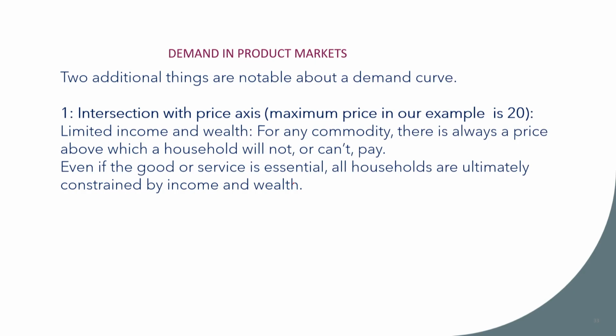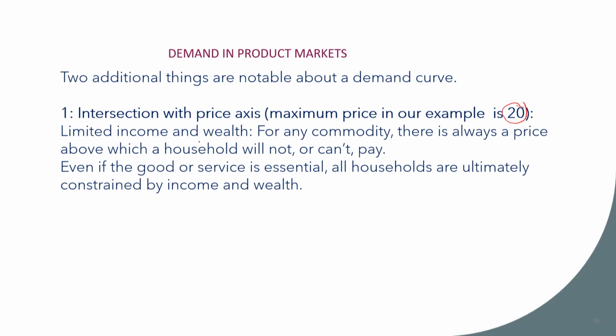The intersection with the price axis means that the maximum price in our example is 20. So what does it mean? This is the marginal valuation or the willingness to pay by a typical consumer for that particular product. Because of limited income and wealth, and also their own valuation of how much it's worth, this is their maximum willingness to pay. They are not willing to pay more than 20; they see that more than 20 is not worth it, or they are not able to afford it.